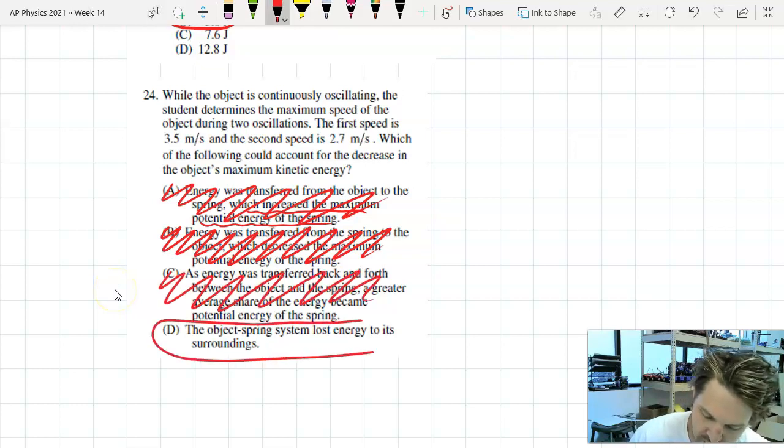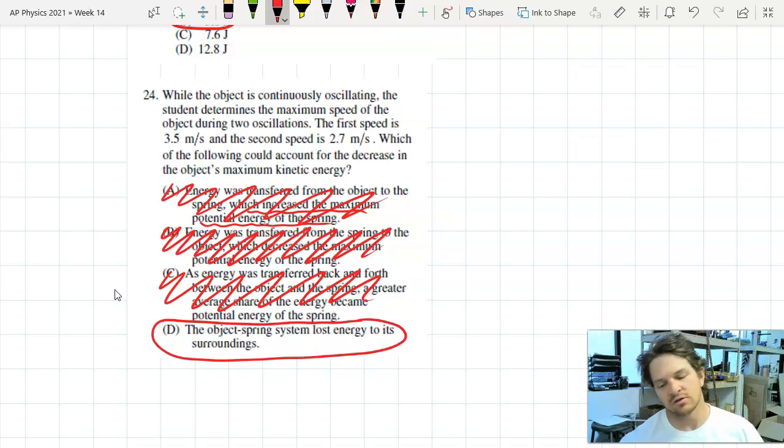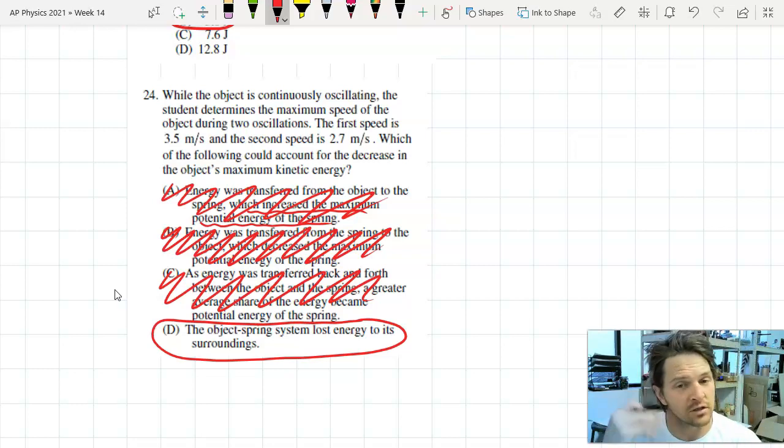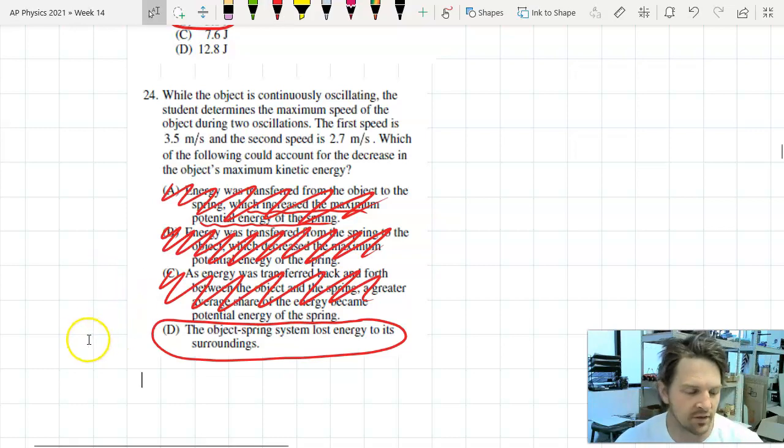Okay, the object lost energy to its surroundings. That could be something like friction, or maybe thermal energy building up, or maybe you're hearing it, so energy is going out to sound, right? Any number of environmental things could be taking energy away.